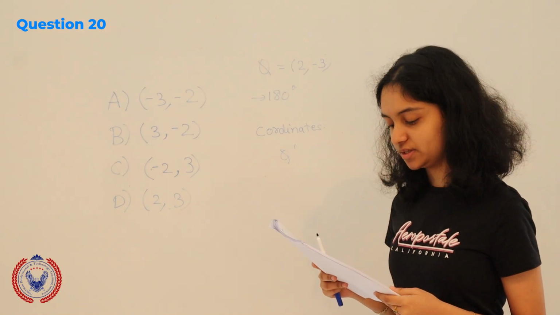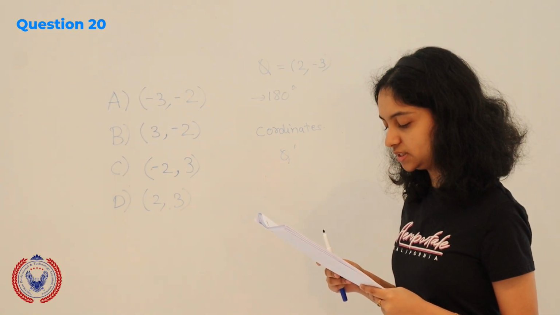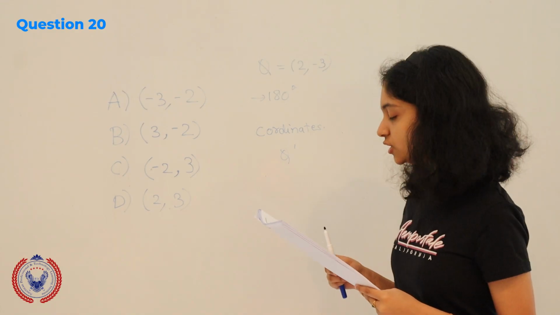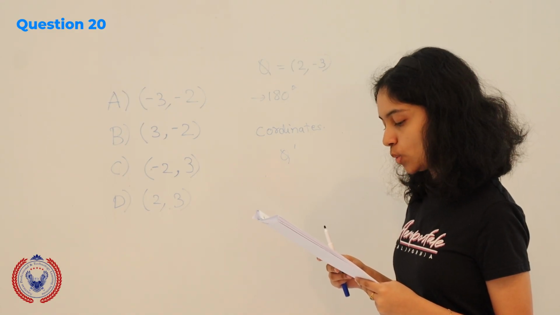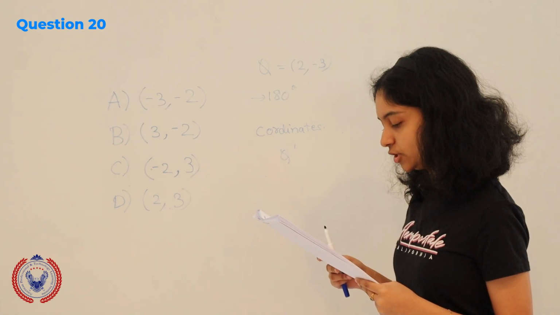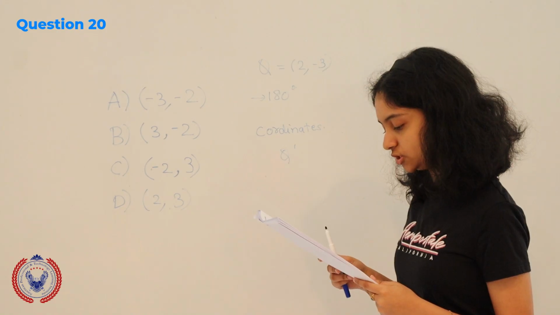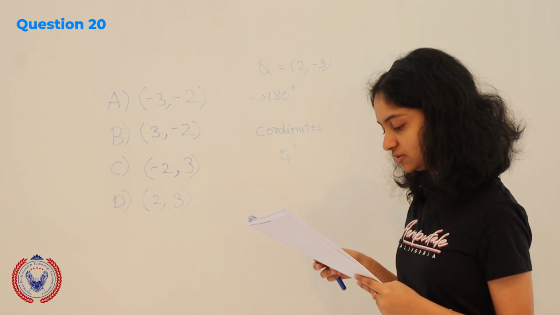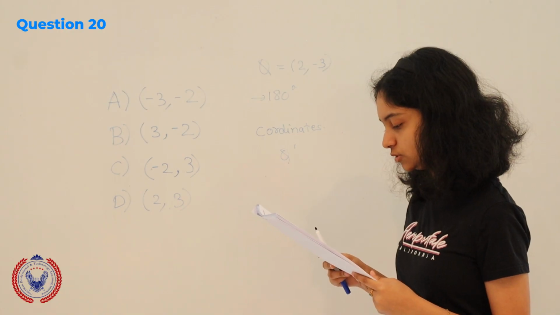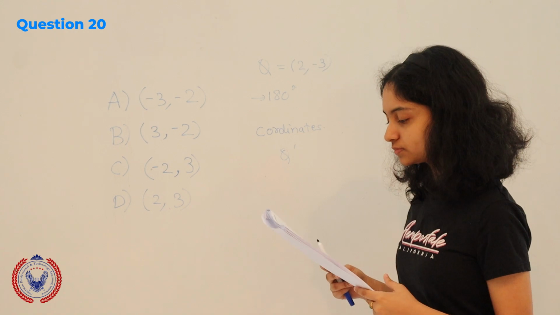Question 20. Triangle PQR lies in the xy plane and the coordinates of vertex Q are 2, -3. Triangle PQR is rotated 180 degrees clockwise about the origin and then reflected across the y-axis to produce triangle P'Q'R', where the vertex Q' corresponds to the vertex Q of the triangle PQR. What are the coordinates of Q'?